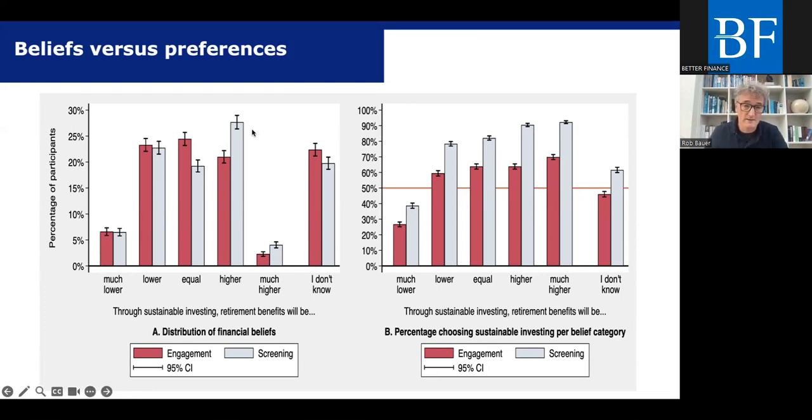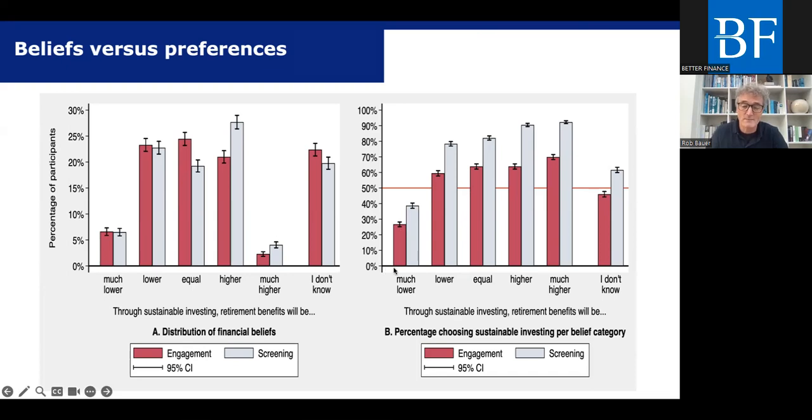Whereas there's also a group that is really very positive about it. And again, there's a group that, probably like me, would answer that they don't know whether it will be higher or lower. But people have views, and these views are connected to the preferences they have, which of course makes sense, but the question is in which direction, and that is for more research.